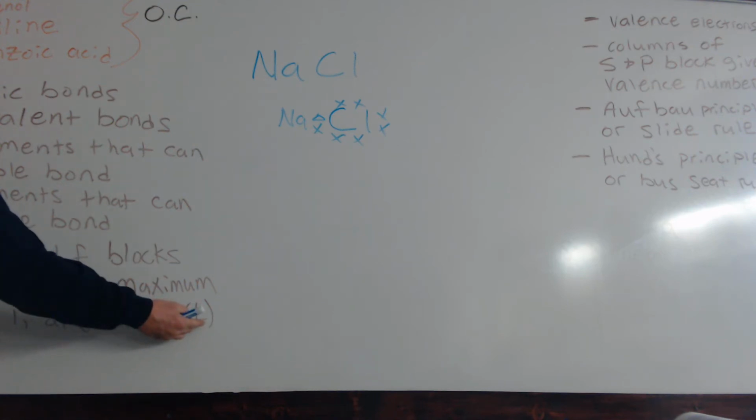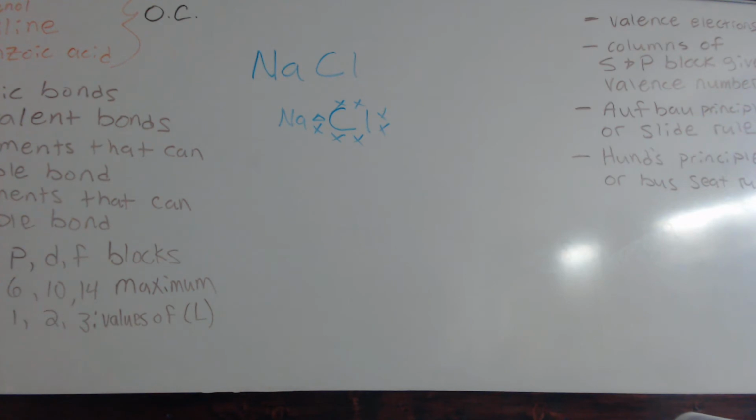Remember, these are your values for L. If an element falls in the S block, it's 0, and then P block, it's 1, and so on and so forth. That's what these numbers mean down here.